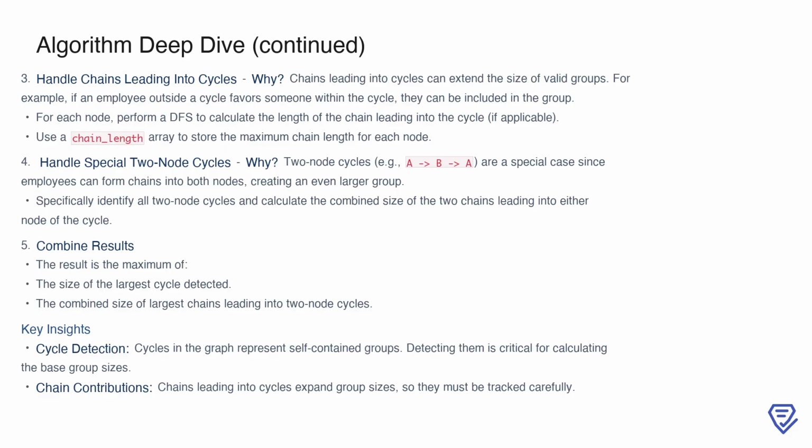Finally, we combine the results to determine the overall maximum group size. This involves comparing the size of the largest cycle with the combined sizes of chains leading into two-node cycles. The key insights here are that cycles represent self-contained groups, and chains leading into these cycles must be carefully tracked to maximize the group size.